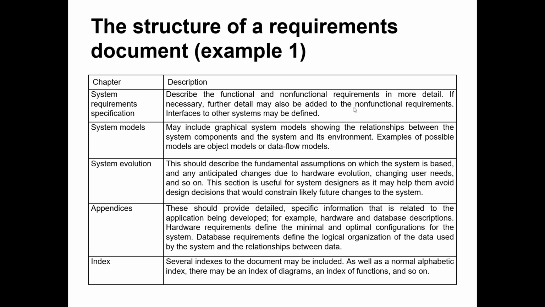You describe the functional and non-functional requirements in more detail. Okay, and interfaces to other systems may be defined. System models may include, and notice it says may include, graphical system models showing the relationship between the system components and its environment. Examples of possible models are object models or data flow models. No, it says may include.